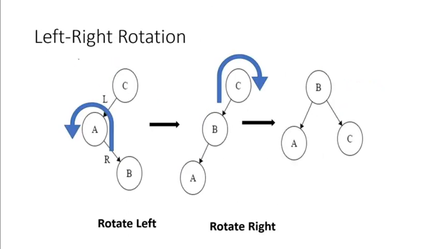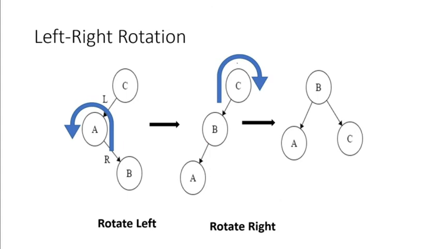Look here, left right rotation. So you have an L, you have an R. So there are 2 kinds of rotations here. Firstly, you rotate this B or this particular set to the left first. So it will transform to this particular node.